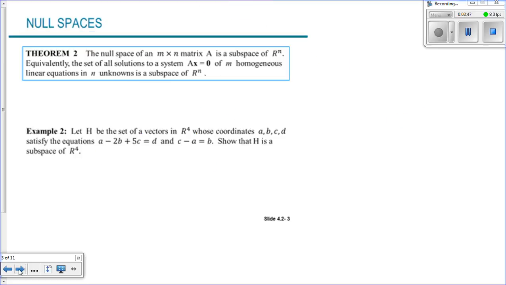Okay, so the null space of A is a subspace. Equivalently, the set of all solutions to a system Ax = 0 of m homogeneous linear equations with n unknowns is a subspace, because any m by n matrix A can be viewed as the coefficients of a system of equations if it's a homogeneous system. If I want to see if this really is a subspace, I need to show three things are true. Is the null space a subspace of Rn? And I don't just mean subset, I mean subspace.